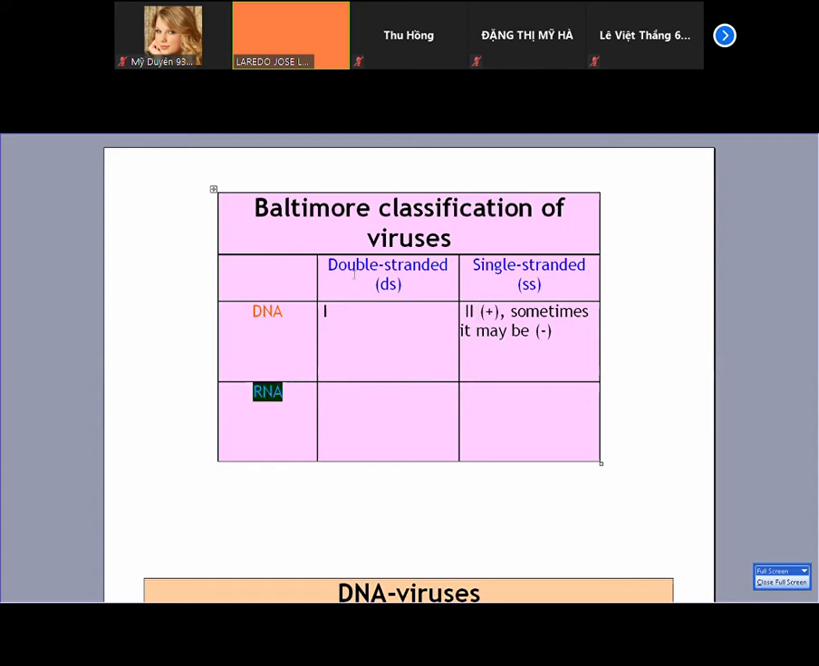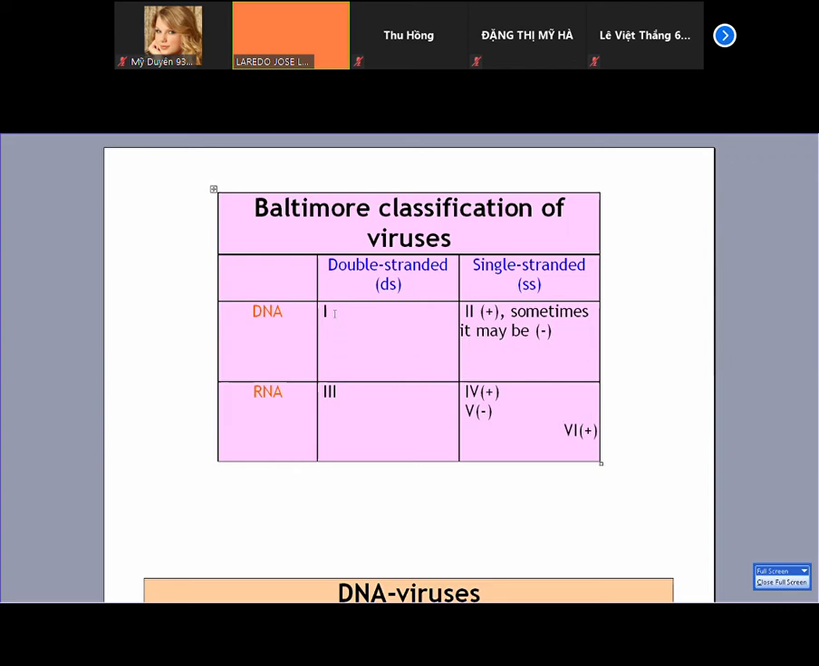RNA viruses double-stranded are called type 3. RNA viruses single-stranded are called type 4, or type 5, or type 6. Type 4 has positive sense. Type 5 has negative sense. Type 6 has positive sense. But type 6 is a little bit different, so I am going to move it here.